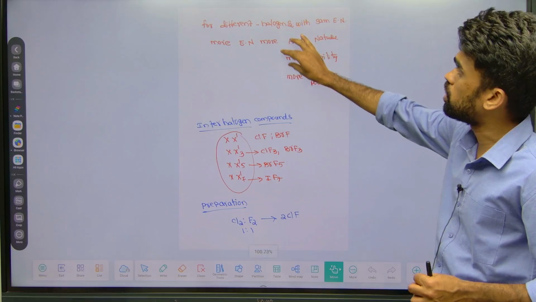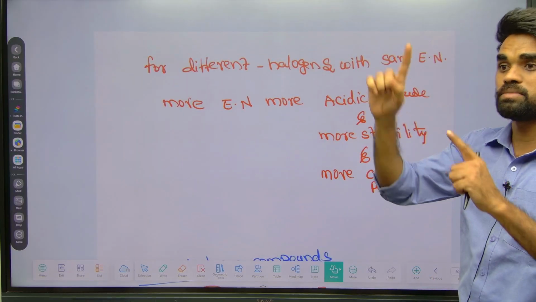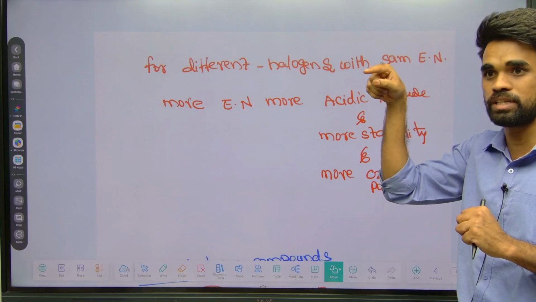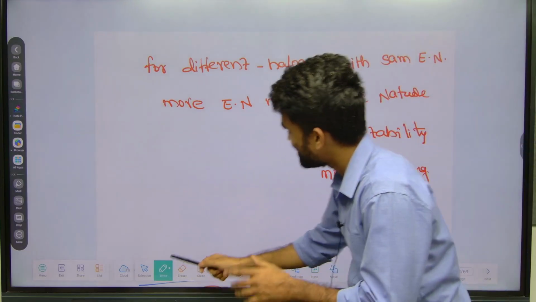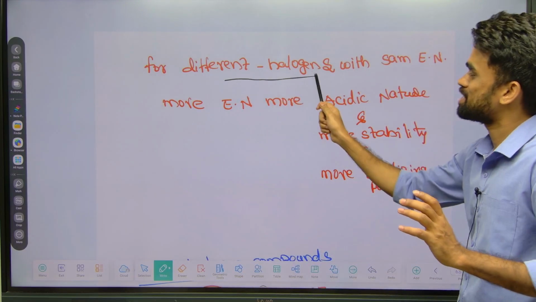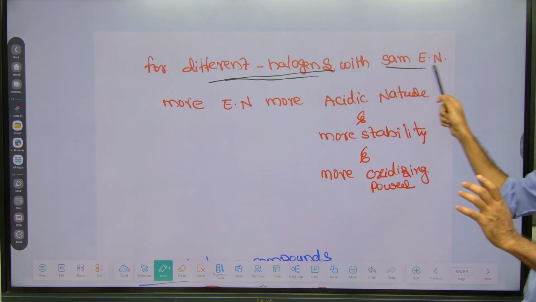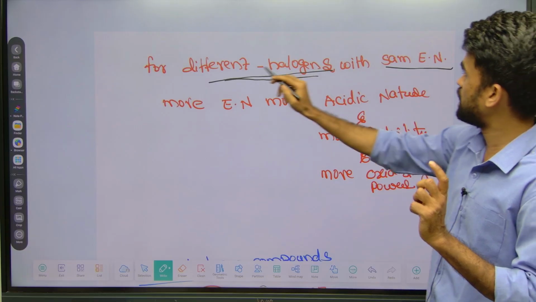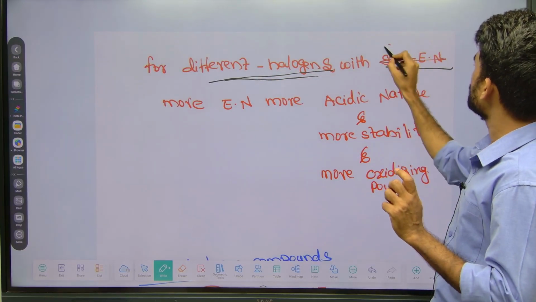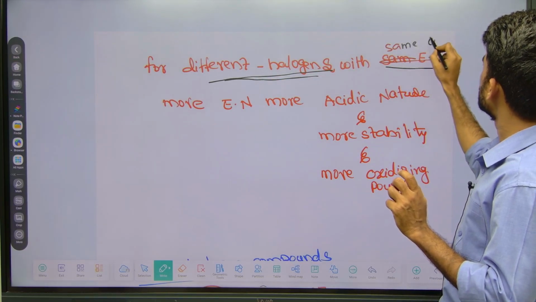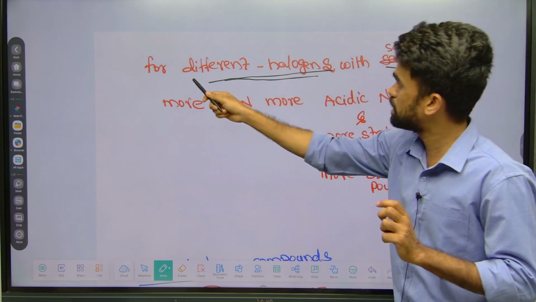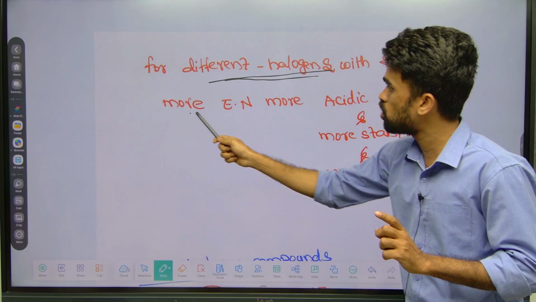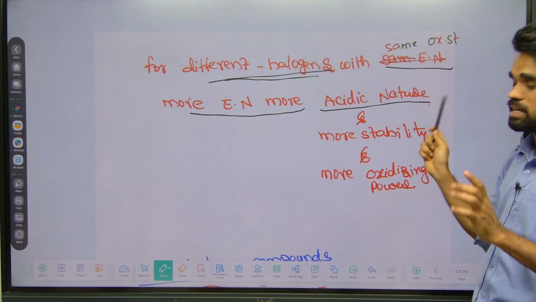Okay. So now we have seen halogen atoms as the same, like HOCl, like HClO3. Now what I am doing here is changing the halogens, for different halogens with the same oxidation state. What I am saying is, the more electronegative the atom, the more acidic the nature.